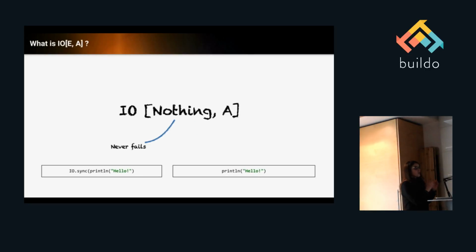And an IO of Nothing, A will never fail, like println("hello") will never fail. It will return an IO of Nothing, and it will compute a value of which type? Println will return Unit.